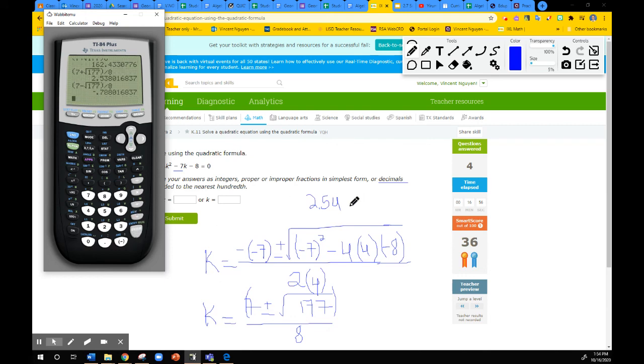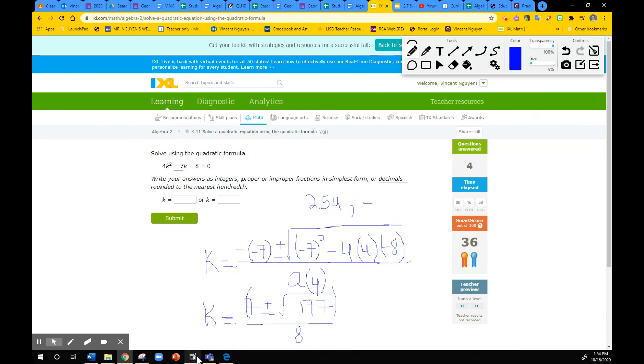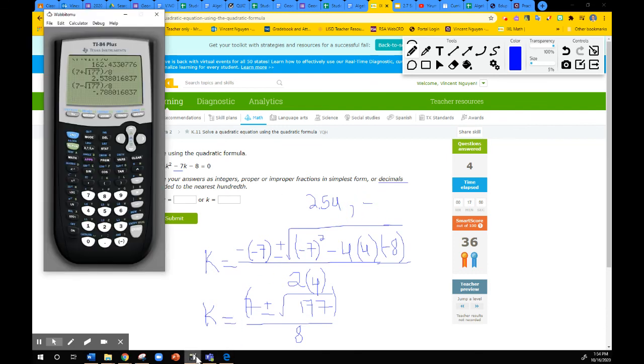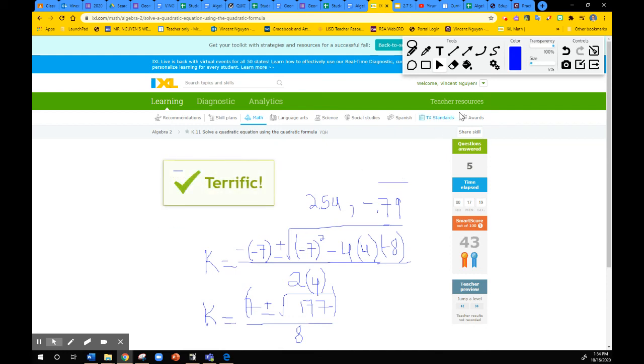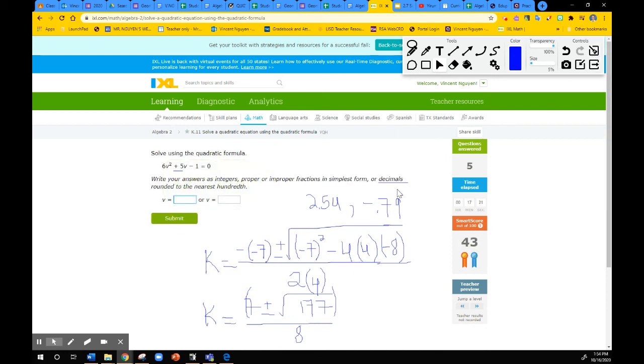Now our second solution is negative, oh, what was it? Negative 0.79, because I got to round that up. So negative 0.79. Okay, so I'm going to go and type it in. I'm going to type the negative answer first. It doesn't really matter. Negative 0.79 and 2.54. Oops. All right, so guys, I hope that helps.